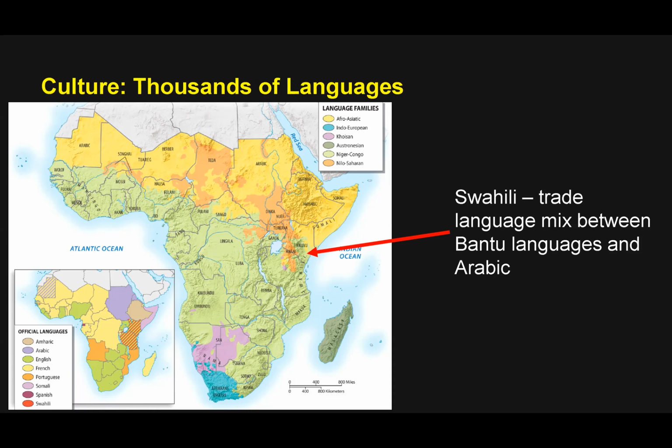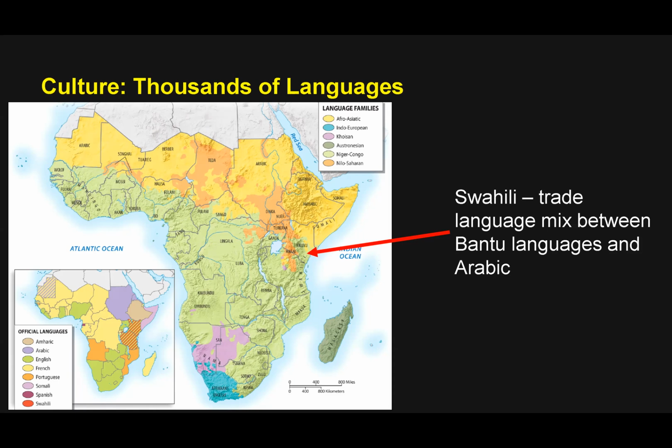Then the majority in the middle speak Niger-Congo languages. So you can think about the Niger River and the Congo River basin. And those spread out with agricultural practices and adoptions and spread through much of Sub-Saharan Africa.